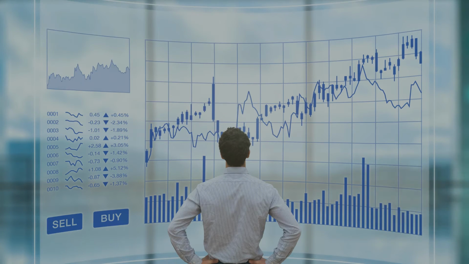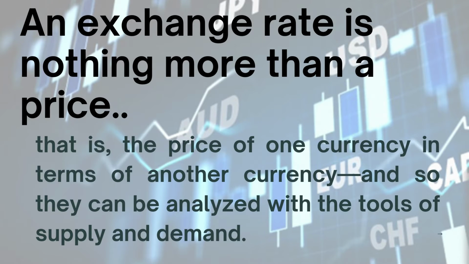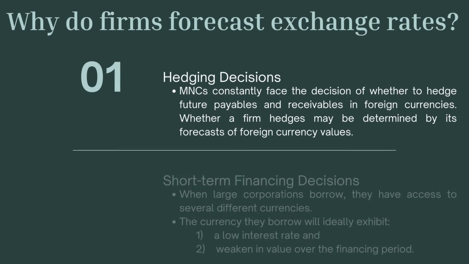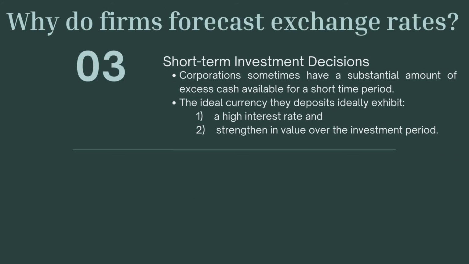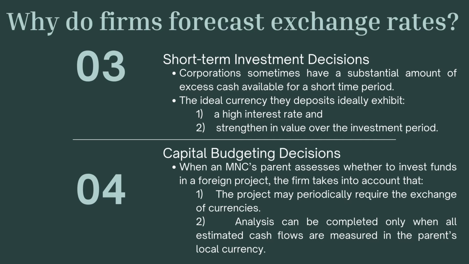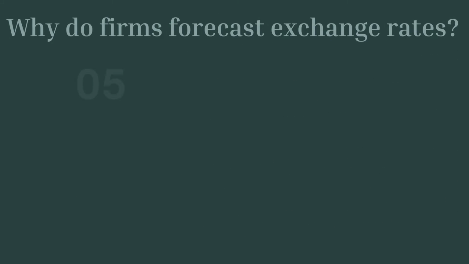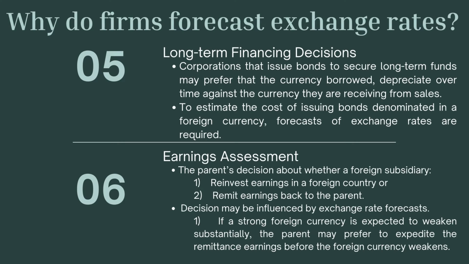Forecasting exchange rates. An exchange rate is nothing more than a price, that is, the price of one currency in terms of another currency, and so it can be analyzed with the tools of supply and demand. Why do firms forecast exchange rates? We have six reasons why firms forecast exchange rates. First is hedging decisions. Next is short-term financing decisions. We also have short-term investment decisions, capital budgeting decisions, long-term financing decisions, and earnings assessment.